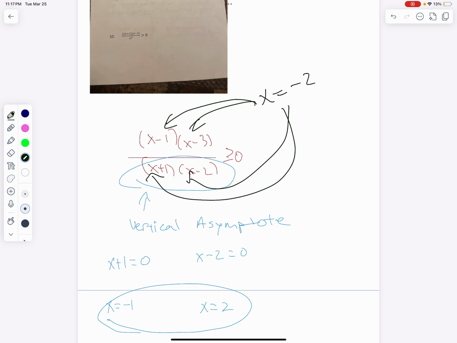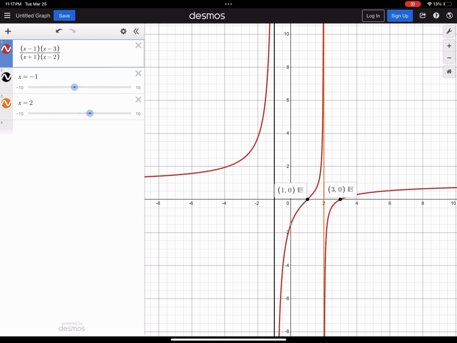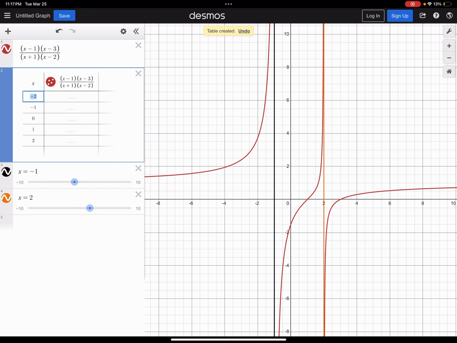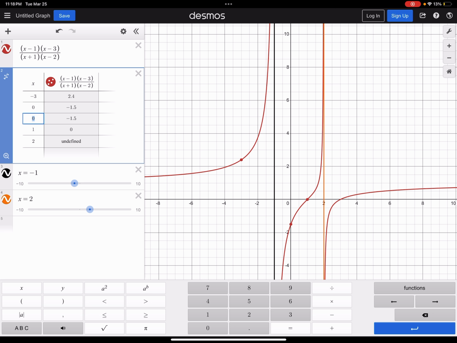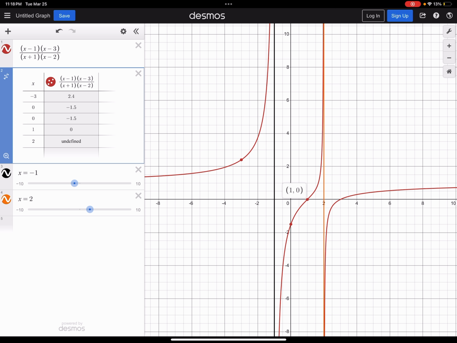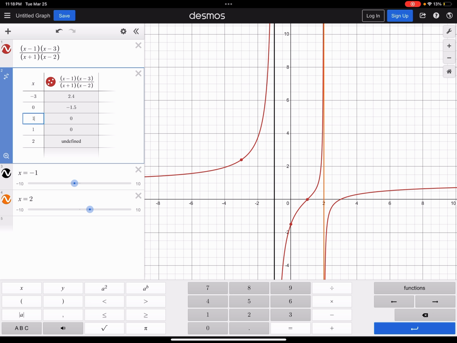Now, if you have a calculator, you can just type the function in. I can go under table, and let's say I pick a value less than negative 2, I can just type in negative 3. A value after negative 1, let's say I pick 0. A value after 1, but not after 2, so maybe I could say 1.5.